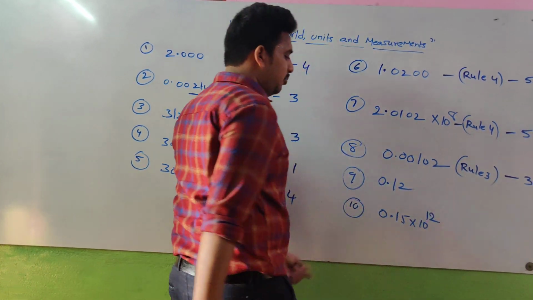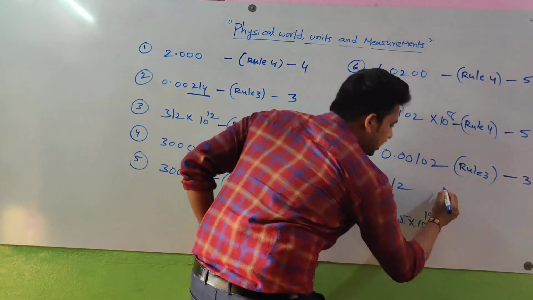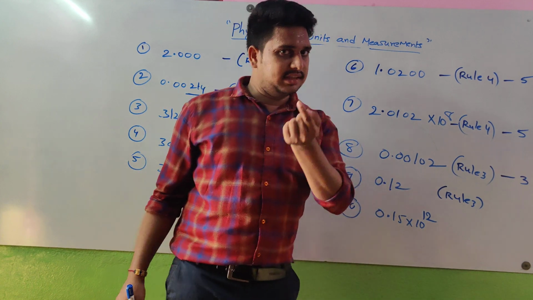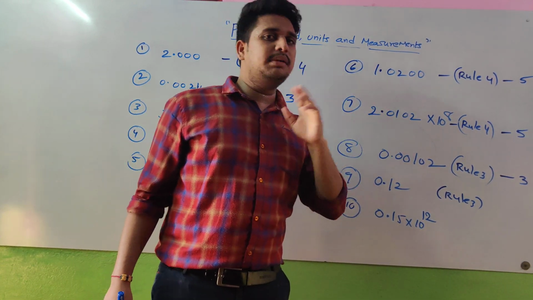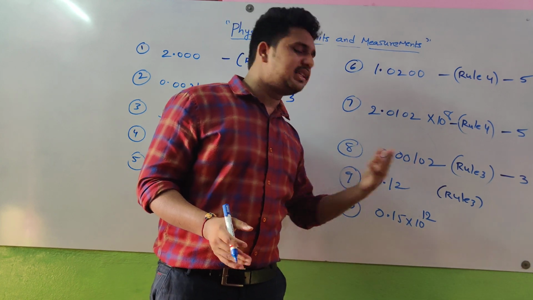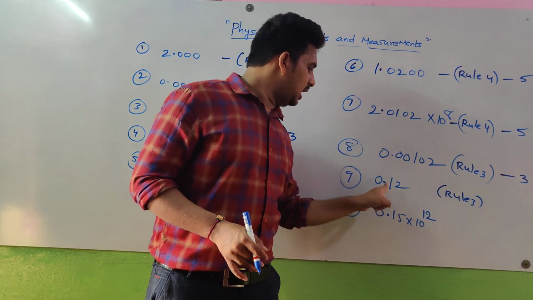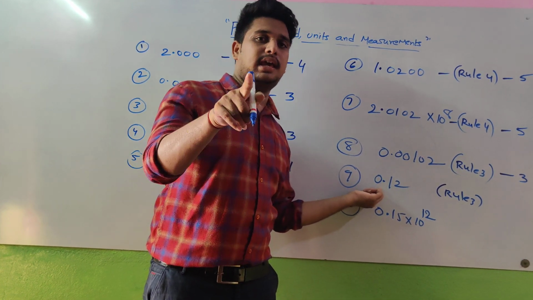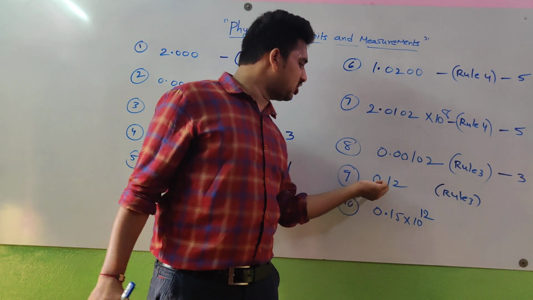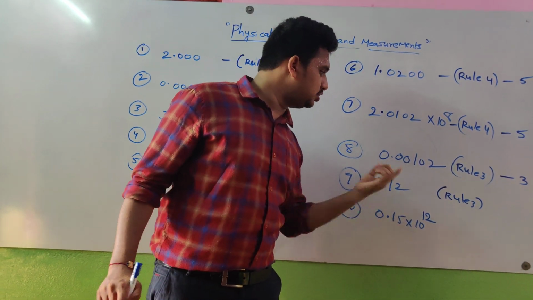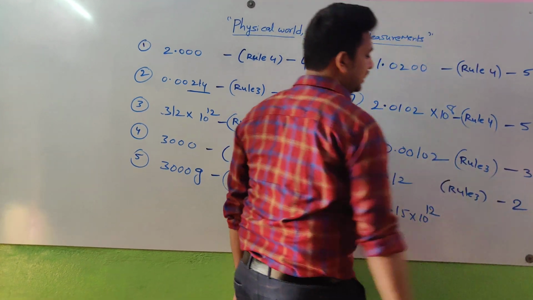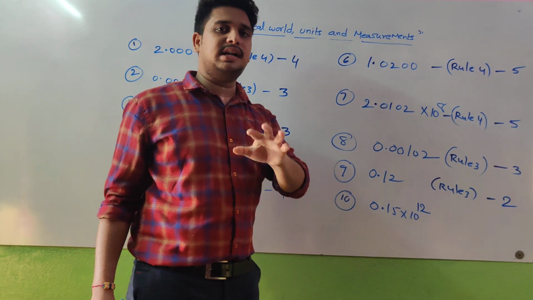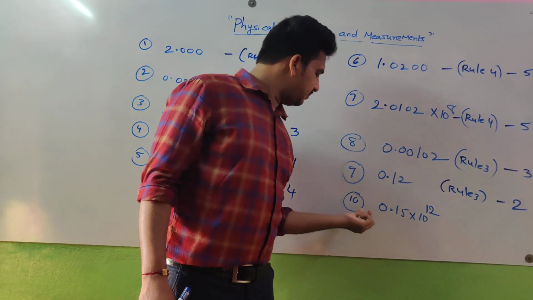Next, 9th one, 0.12. This is also coming under rule 3. What is rule 3? The number which is less than 1 and it is a decimal. Here on the left side of the decimal 0 is there, on the right side there are no zeros. They are not treated as significant figures. That means how many significant figures here? 1 and 2. Only 2 significant figures here, because this number is less than 1, so zeros are not considered as significant figures.